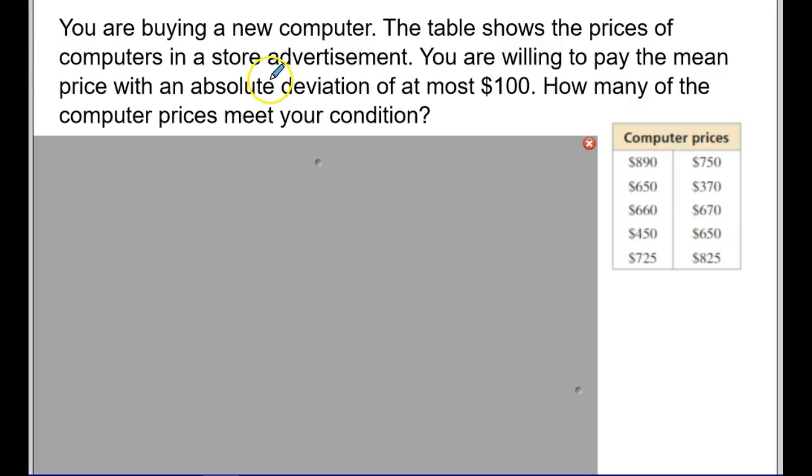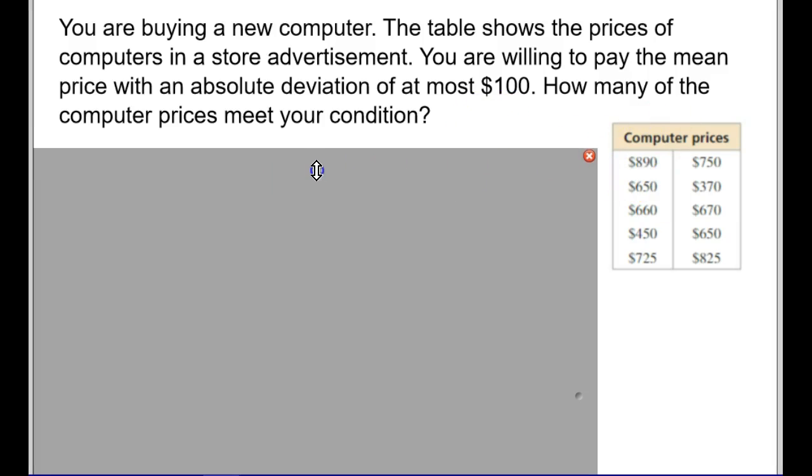So first, what this really means is when we find the mean, I add all of my prices up and divide by the total number. That's how I find the mean, the average. So that's going to be the first step. But I know I can deal with an absolute deviation of at most $100. That tells me that I'm willing to go above the mean by $100 and below the mean by $100. And then I can find how many computers fit in that section.